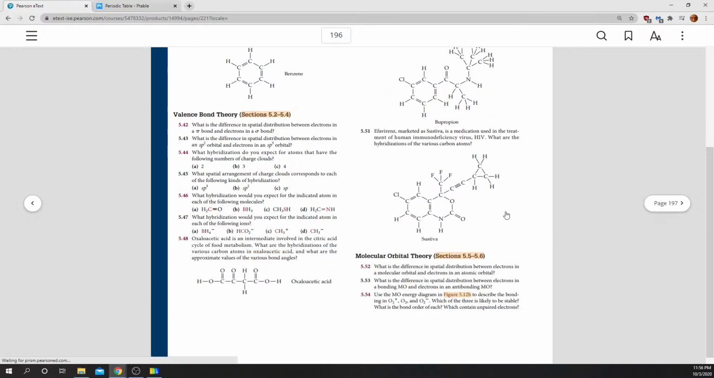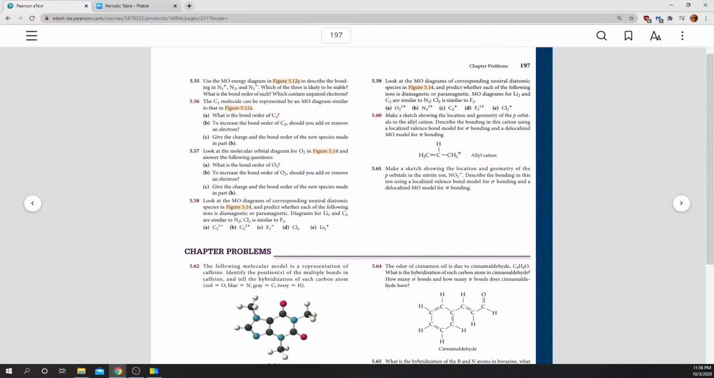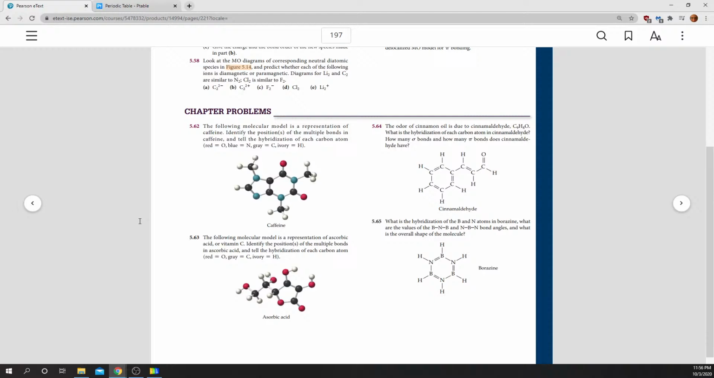Our next problem is number 62. The following molecular model is a representation of caffeine. Identify the position or positions of the multiple bonds in caffeine and tell the hybridization of each carbon atom where the carbon atoms are black. Well, they call them gray, but they look black to me.